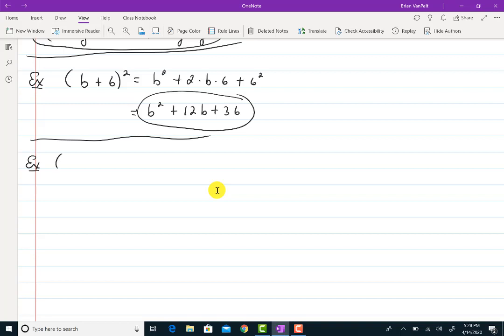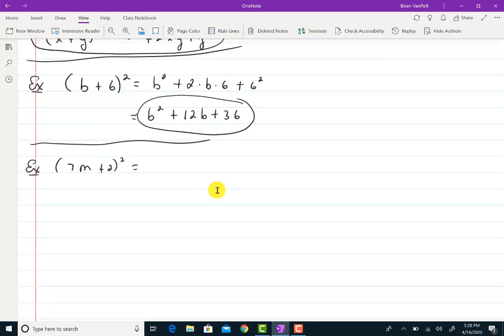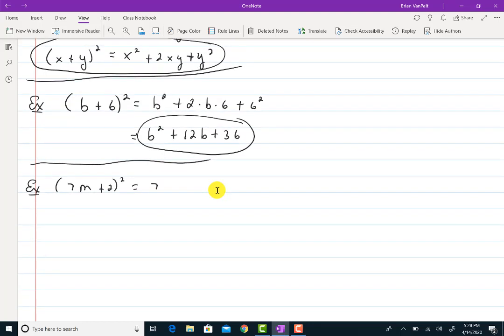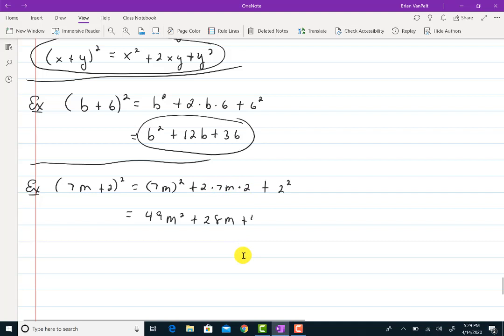Next we have 7m plus 2 squared. According to my formula then, the first piece squared, so 7m squared, plus 2 times the first chunk, 7m, times the second chunk, 2, or entry, whatever it is you want to call it, and then plus the second entry squared. And so I get 49m squared plus 14 times 2 is plus 28m plus 4.